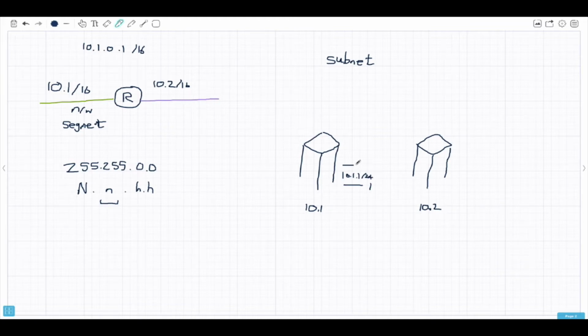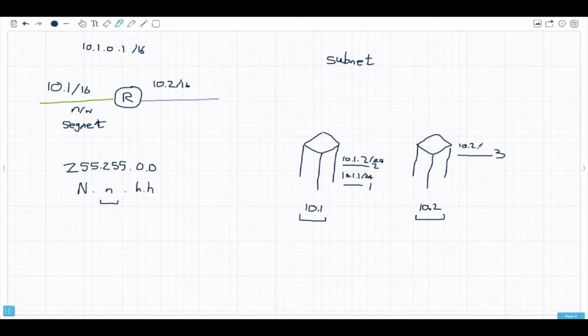We could use everybody on floor 2. They can be 10.1.2.0/24. And of course over here, people on floor 3 following the same pattern would be 10.1.3, because the first 2 bytes signify the building, the third byte signifies the floor.